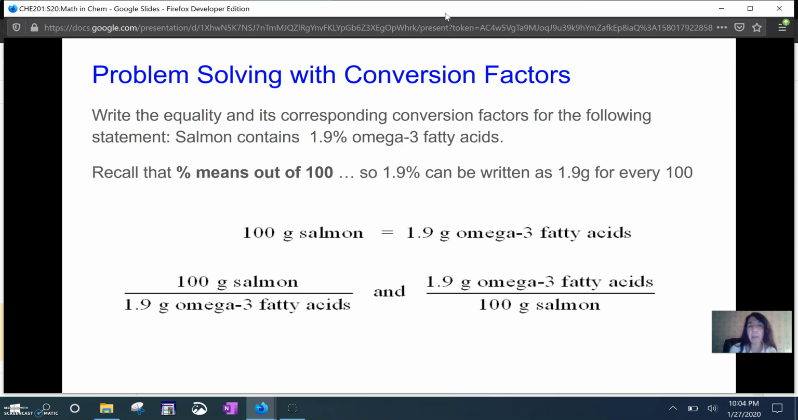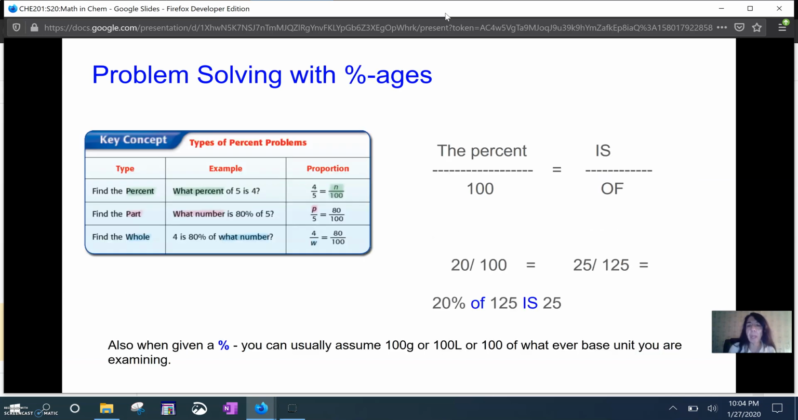Sometimes you'll see something in percentages. And what a percent really means is that it's out of 100. So if you see 1.9%, you can write it 1.9 grams for every 100 if it's mass percent. You may see volume percent, so that means 1.9 mils out of every 100. So whenever you see a percent, you're going to write it as a base out of 100.